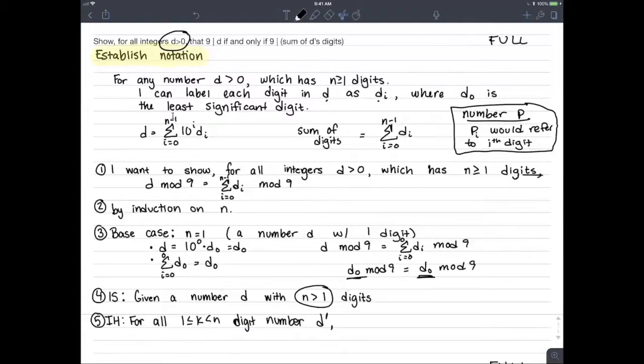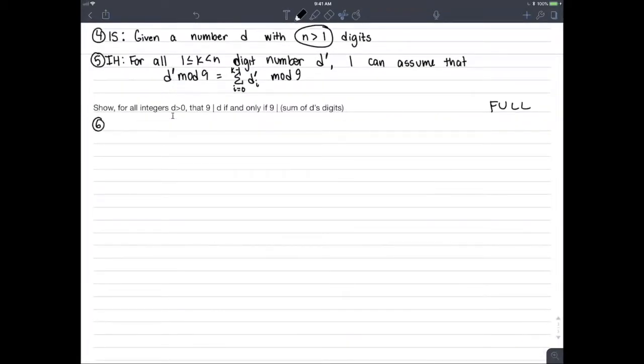So I write down, I can assume that d prime mod 9 equals the sum of the digits, 0 to k minus 1, because now it's a k-digit number, of d prime. So this is important, remember, because we said that each digit, d prime sub i, now refers to the digits in d prime. And then step 6, I like to think of it as a continuation off of step 4. So step 5 is kind of a non sequitur, I don't know what the right word is, but it's like d mod 9. This is what I want to show. I've defined it very strongly in terms of what I was given in step 4.